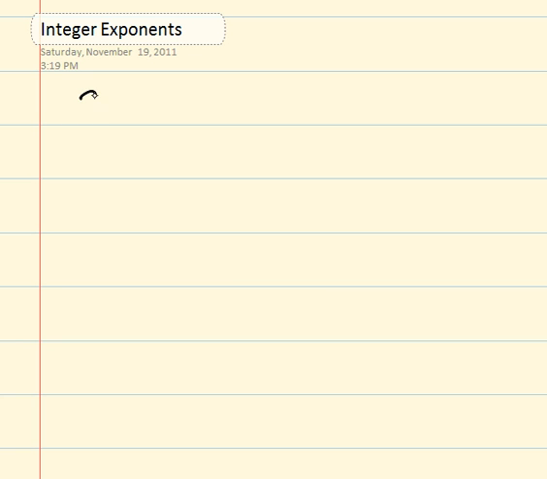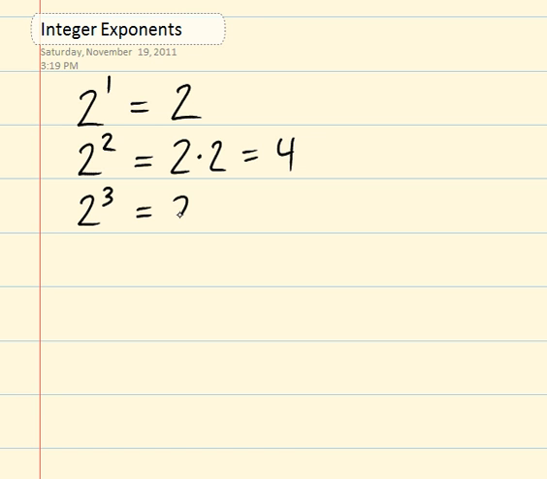Let's take a base of 2 and raise it to the first power. Well, that's just 2. And 2 to the second power, also called 2 squared, means 2 times 2, which is 4. 2 to the third power means 2 times 2 times 2, which is 4 times 2, and that comes out to 8.